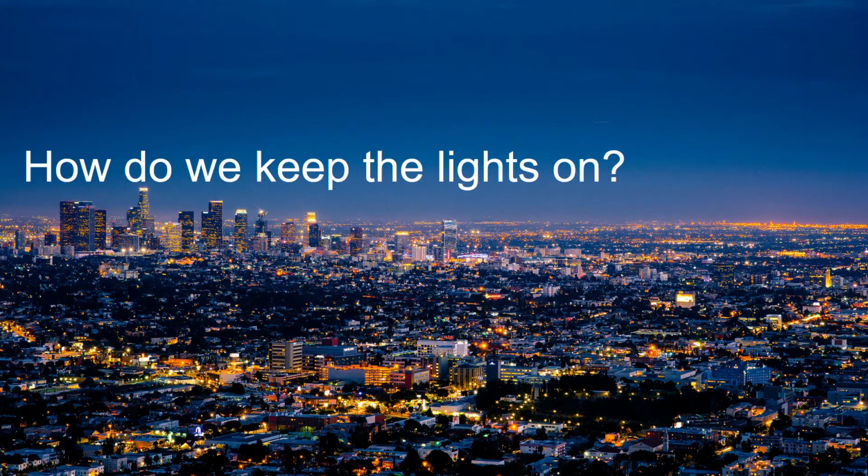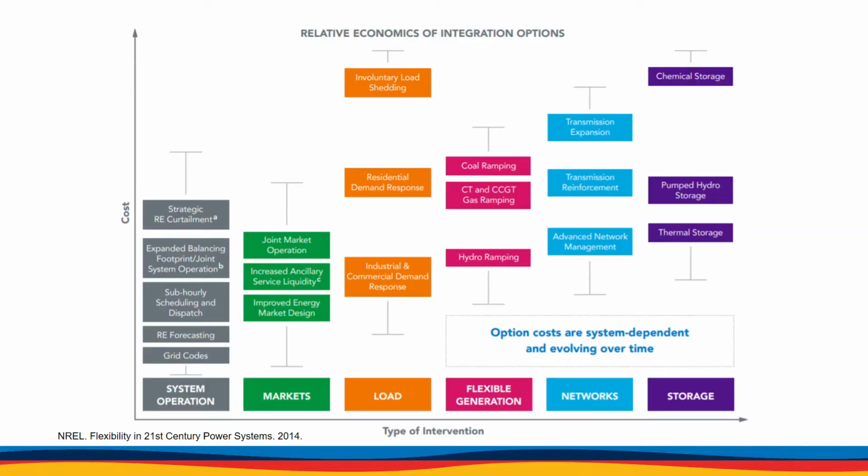So all of this leaves the question, how do we keep the lights on? Well, there's no one solution, and every power system will have different ways of dealing with variability. This figure from NREL shows the relative economics of integration options. A commonly cited way of dealing with all of this variability is to keep it in storage until we need it. But here we can see that chemical storage, such as the Powerwall, faces high cost barriers as well as storage size barriers. We can try to manage our load via demand response, but this can be expensive and is already maxed out in many places.